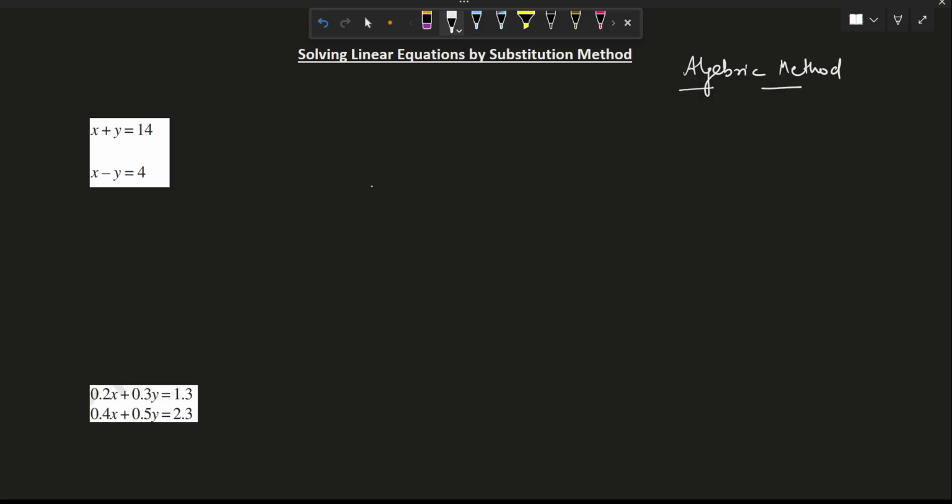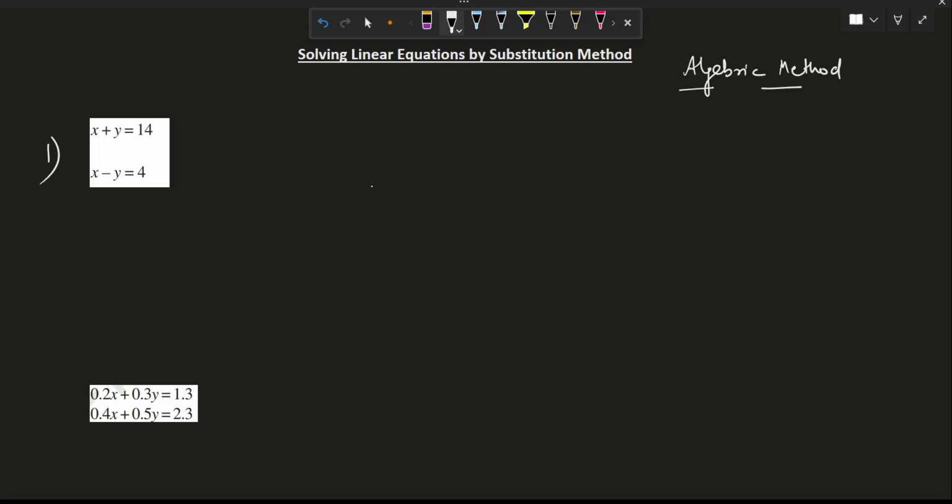You can use any of the methods to solve the equation unless it is specified in the question that you use this method or that method. You can use whichever method is easier for you. So let's solve this equation. With the help of these examples only we'll try to understand.